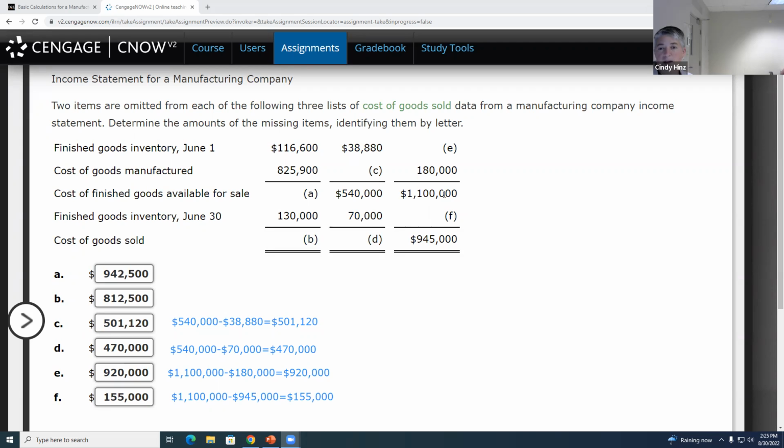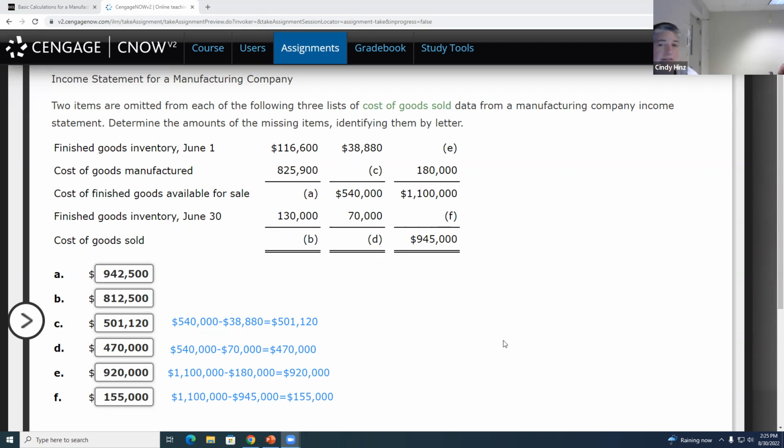And then for the final column, if we had 1,100 available and only 180 was made during the month, we must have started the month with 920,000 for letter E. And for letter F, if we had 1,100,000 available and we sold 945, then we must have ended the month with 155,000.